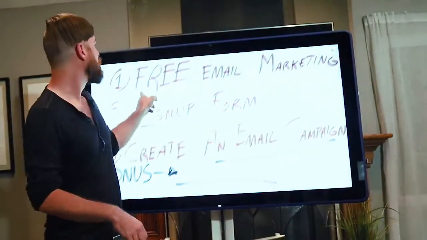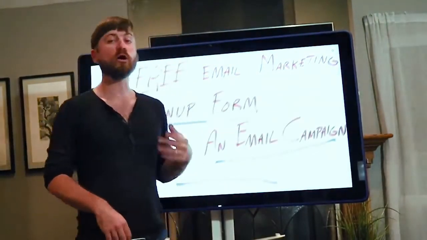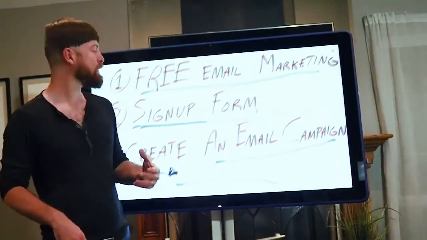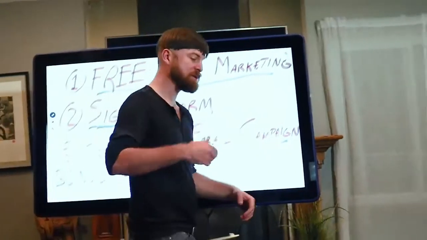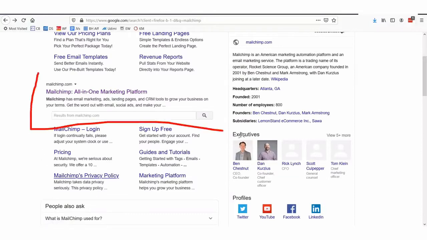First, go into the free email marketing program. The free email marketing program we will be using, let's go over to my computer, is called MailChimp. Now, MailChimp is free to sign up for, free to use, and as you can see right here, MailChimp, all-in-one marketing platform. You just click on that in Google. I couldn't find an affiliate program for them, otherwise I would have put an affiliate link below, but there might be a link in the description.